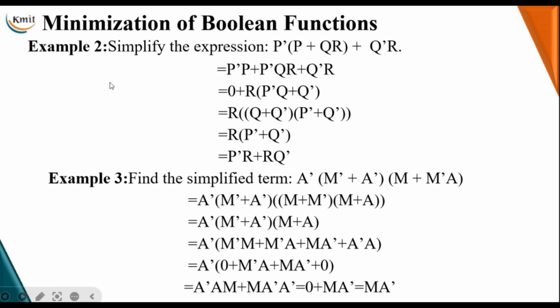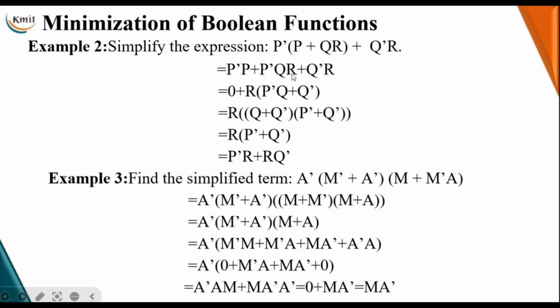Another example, example 2, I have taken for simplification of expression. P bar and of (P or of Q R or of Q bar R). First step we will remove the parenthesis by multiplying its variable. P bar P or of P bar Q R or of Q bar R. So P bar P, it is AND operation between a complementary and complementary variable, replaced with 0.